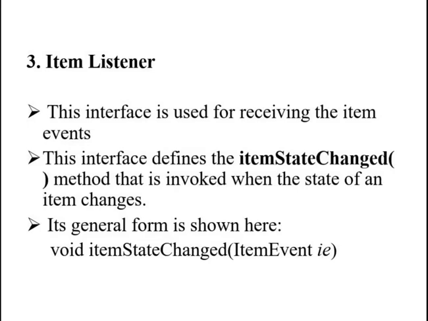Then next one is the item listener. This interface is used for receiving the item events. This interface defines the itemStateChanged method that is invoked when the state of an item changes. Its general form is shown here: void itemStateChanged(ItemEvent ie), that is IE.